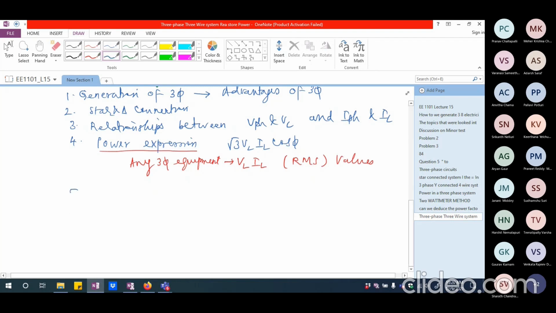Then we looked at power measurement in three-phase system using single wattmeter, using 2 wattmeter. Then we expanded the 2 wattmeter method also to look at the power factor, deducing the power factor, and finally we concluded with reactive power measurement. So in the coming tutorial class, we'll be doing some problems on the three-phase system.